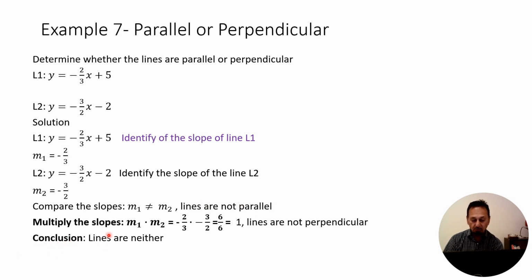Now we multiply the slopes m1 times m2. So m1 is negative 2/3 and m2 is negative 3/2. They become positive 6 over 6, which is 1. So the lines are not perpendicular. So the answer will be what? Lines are neither.